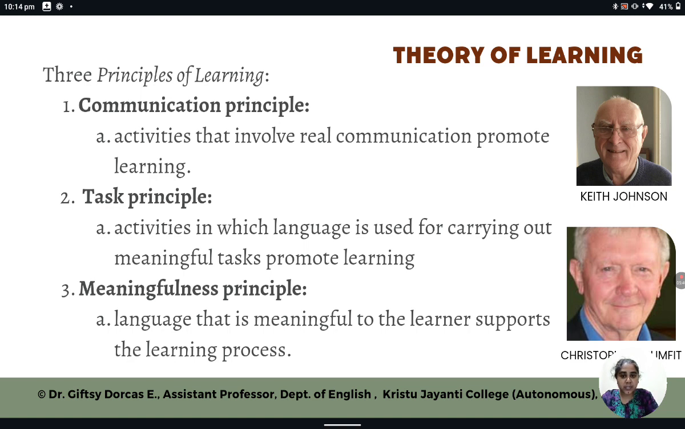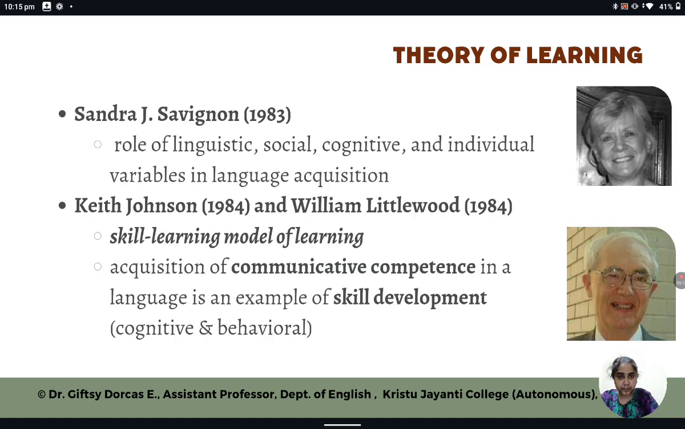Next is the task principle, where language is used for different tasks. So different tasks are carried out, and in the process the learner learns the language. The meaningfulness principle is where language that is meaningful to the learner supports the learning process. So whatever learning happens, that learning is very meaningful for the learner. These are the three principles of learning according to Keith Johnson and Christopher Brumfit.